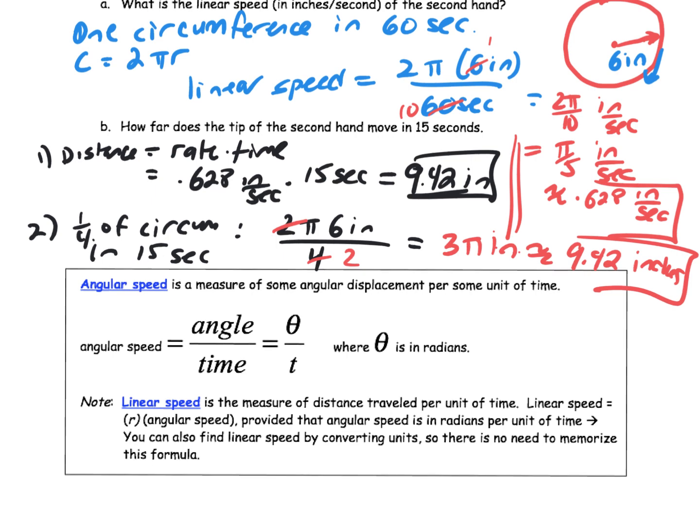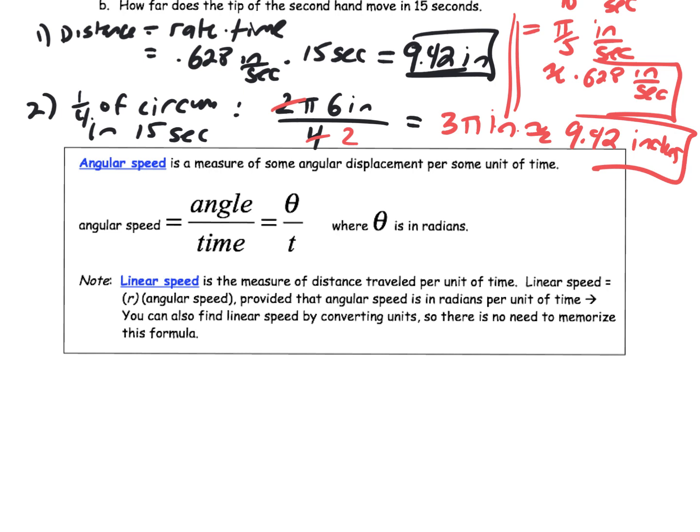At the bottom of the page, there's a formula for angular speed. And what it says, angular speed is a measure of some angular displacement per some unit of time. So it's important to understand that angular speed is only talking about rotation. It's not talking about a distance traveled around a circular path. If you want, you can use this formula, which is angular speed is some amount of angular rotation per unit of time. Theta is in radians. I usually do not use this formula. Instead, I will solve these problems by converting units.